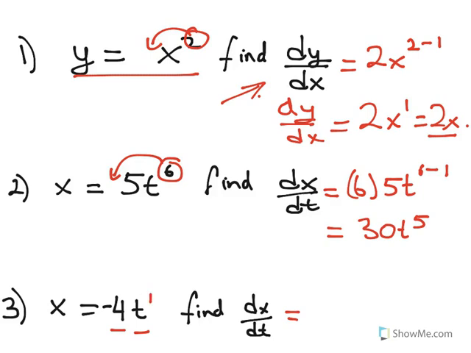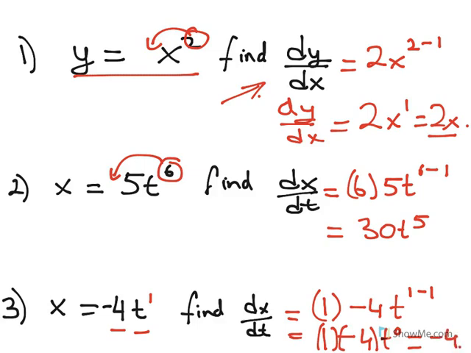The power here is a 1, so the 1 comes down and multiplies. And I've got negative 4t to the power of 1 minus 1, so that's 1 times negative 4t to the power of 0. Hopefully we all know that anything to the power of 0 is 1, so that is simply negative 4. So what do these examples give us? They give us the slope of the curve, basically. Think about it like that. The instantaneous slope of the curve at any point at all.